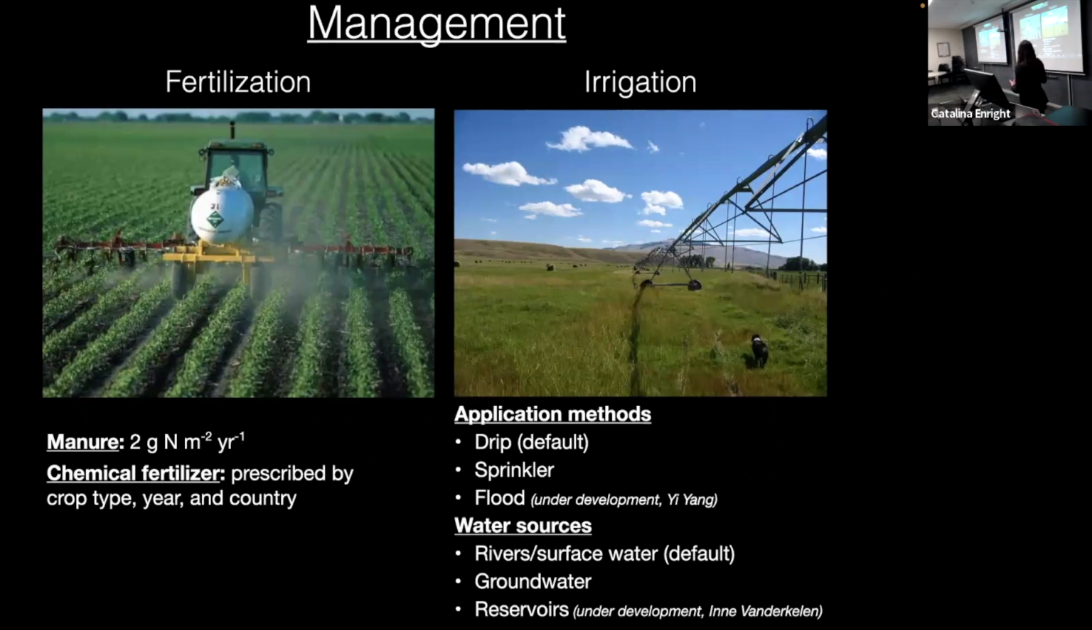Irrigation, we have a few different application methods and a few different water sources. I'm really sorry that the Zoom is cutting off the bottom of the slide because you're missing some of the information. But the application methods are the drip irrigation, which is actually our default. And then there's also sprinkler irrigation, and flood irrigation is under development. There's a paper that's just been submitted with that new development. The water sources that we have are rivers and surface waters, which is default. We also have groundwater, and then reservoirs are being developed in CESM right now. So yeah, that's what you can't see on the bottom of this slide.